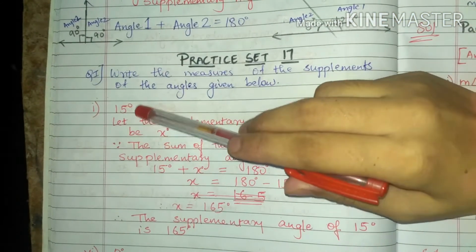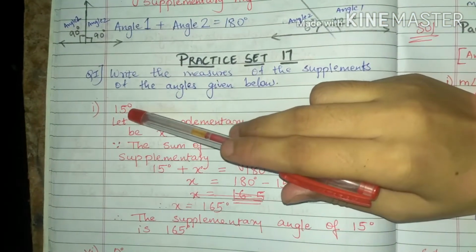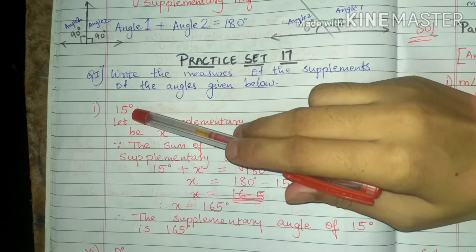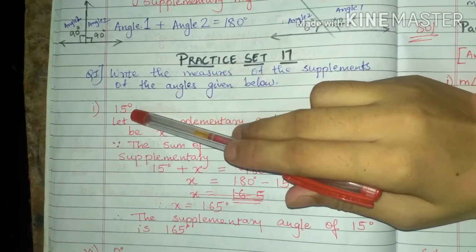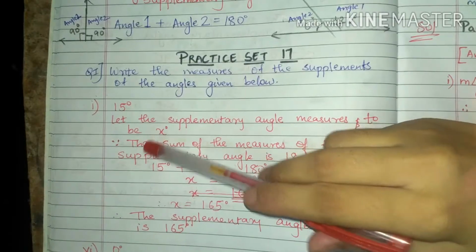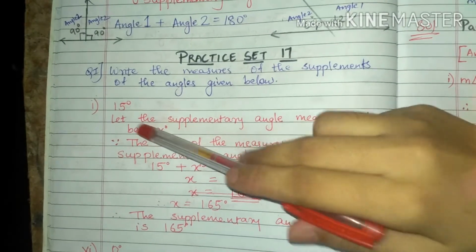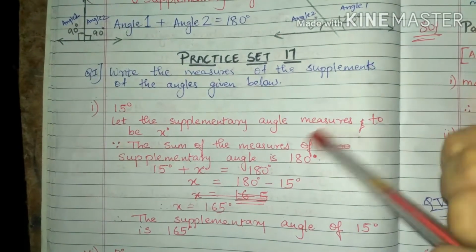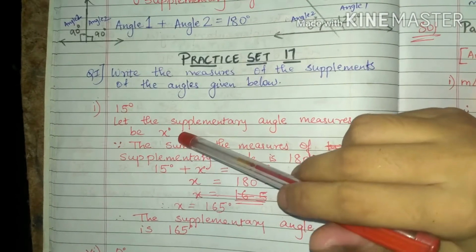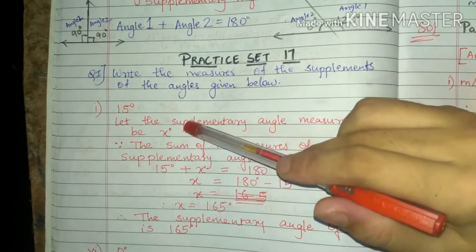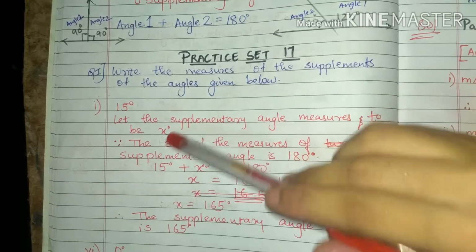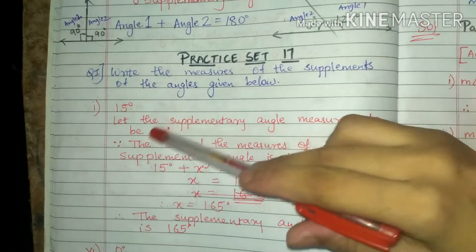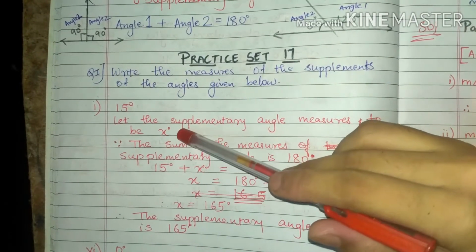For example, see, 15 degrees. Angle 1 measures 15 degrees. So we have to find the measure of the second angle. So first what will we write? Let the supplementary angle measure x degrees. As we don't know the measure of the second angle, we are finding it. So we are giving the name of the second angle as x degrees.